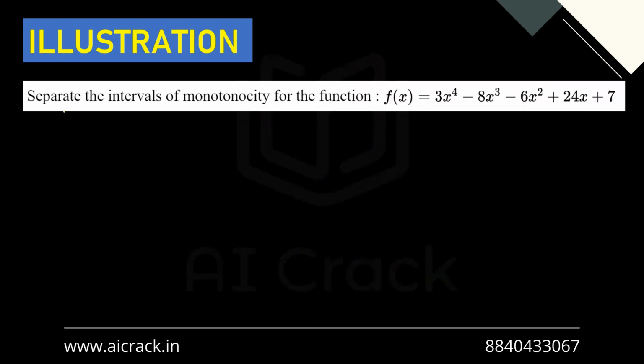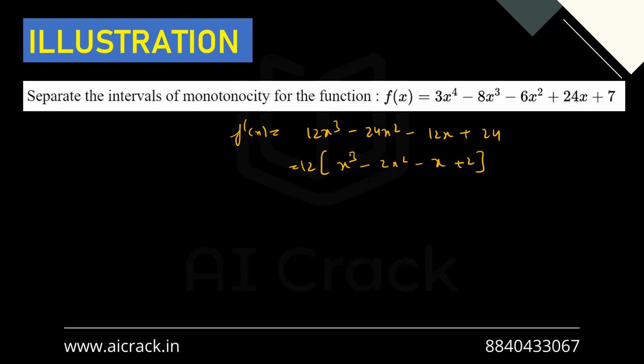Now let's see this example. Separate the intervals of monotonicity for the function f x equals 3x^4 minus 8x cube minus 6x square plus 24x plus 7. So we'll find f dash x, which gives me 12x cube minus 24x square minus 12x plus 24. We'll take out 12 as common, which gives x cube minus 2x square minus x plus 2. Now I can clearly see that 1 is a root of this equation. So 12 times (x minus 1), and now we'll factorize the remaining expression.